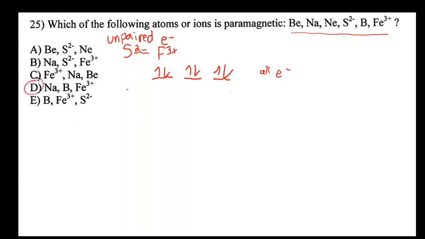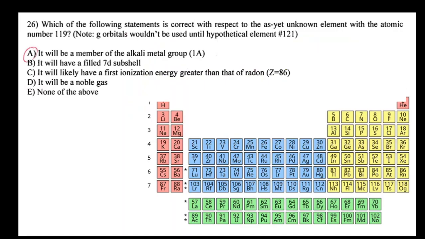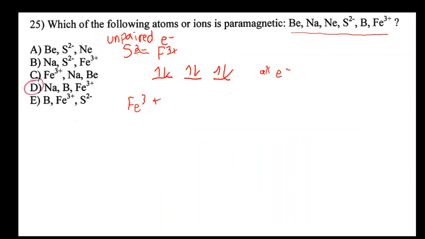So then if we look at the iron, iron in this case would be, where's that? Oh boy. 3d6. So remember the d orbital has 5 subshells. 1, 2, 3, 4, 5. So normally it's 1, 2, 3, 4, 5, 6.